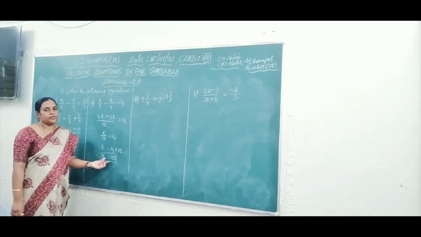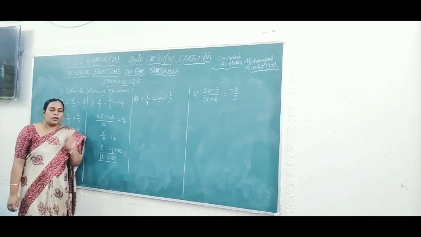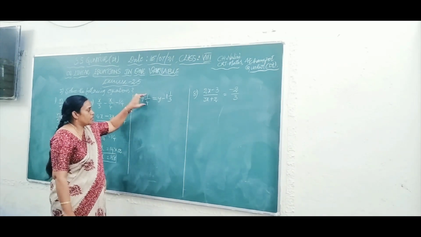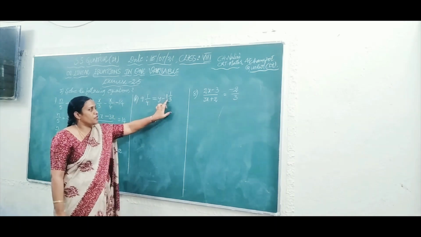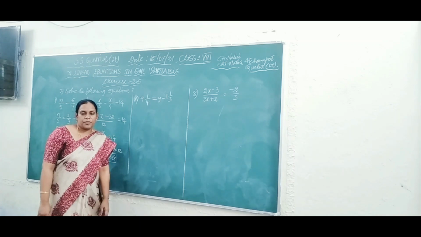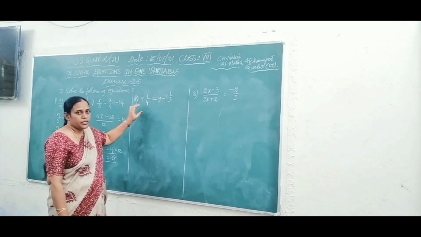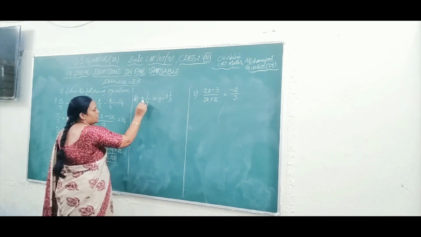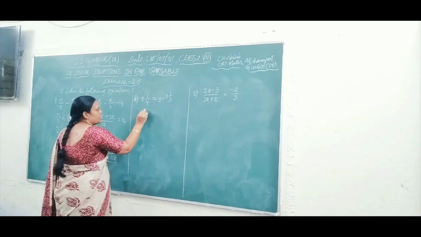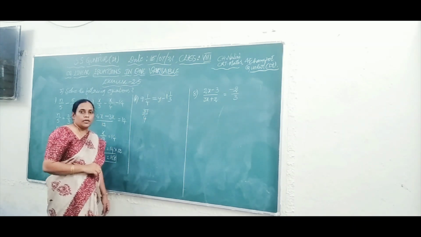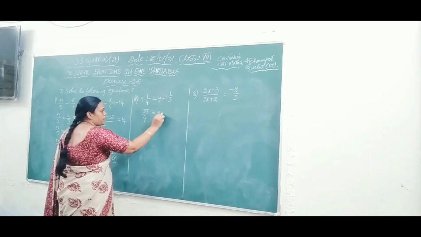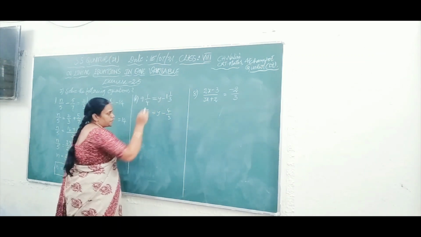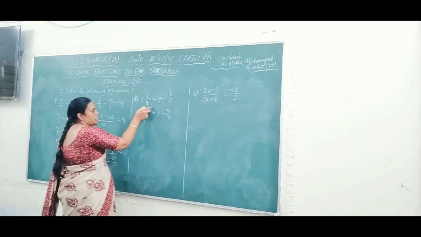Okay students, now let's go to another problem. 9 1 by 4 is equal to y minus 1 1 by 3. Here mixed fractions are there, so we have to change them into improper fractions. So 9 1 by 4: 9 fours are 36 plus 1, 37 by 4, is equal to y minus 3 ones are 3 plus 1, 4 by 3. Okay. Now, 37 by 4 is on this side.